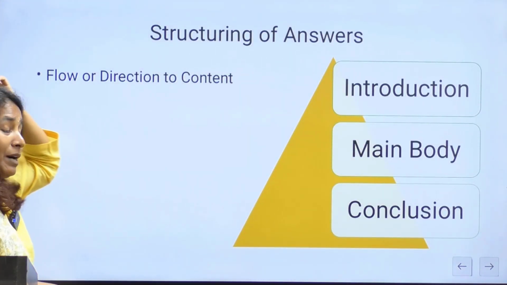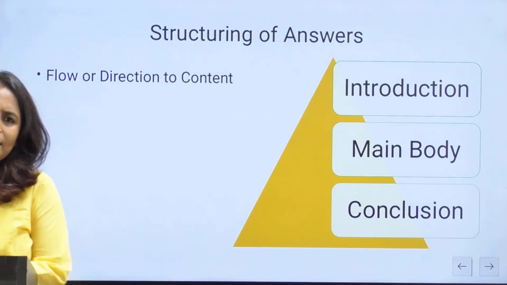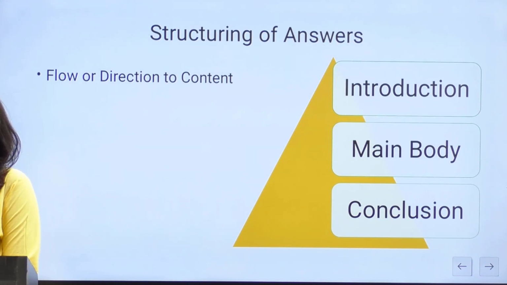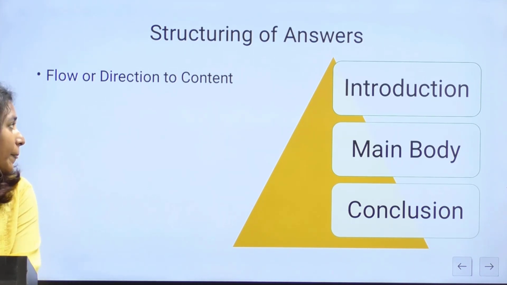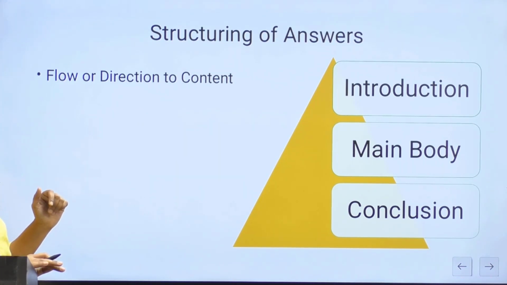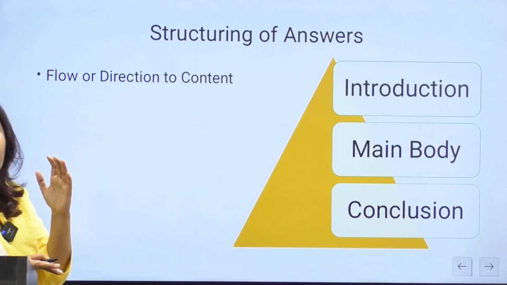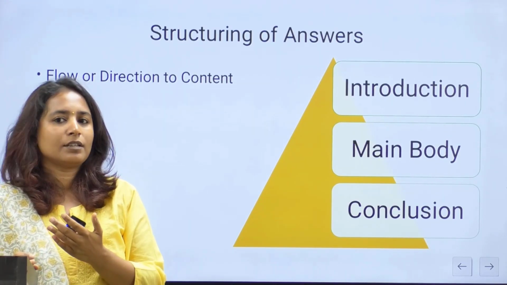ठीक है. अब हम आते हैं स्ट्रक्चरिंग ऑफ द आंसर्स. तो आप लोगों में से किसी ने दिया, मतलब आंसर राइटिंग करी है? You have done answer writing, so even you have done. So basic structuring, you know कि there are 3 components of answer writing. ठीक है, इंट्रोडक्शन, मेन बॉडी एंड कंक्लूजन. And what does a structure of the answer give us? It gives a flow to the answer.